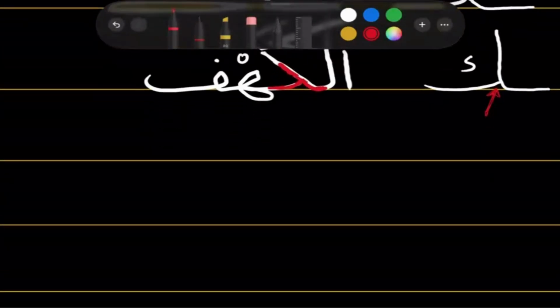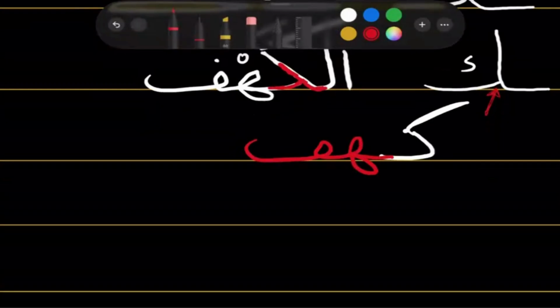Just in the beginning. So if we take off al, then we're going to write it as kaf, then kaf, cave. Or here's another word for you.